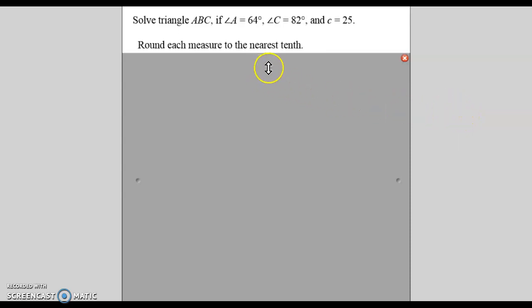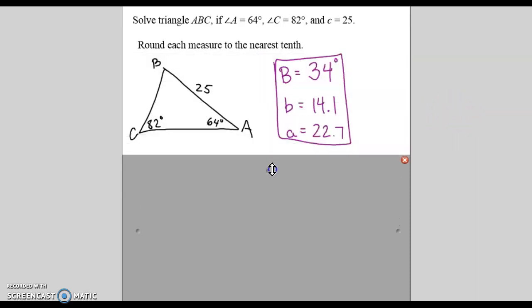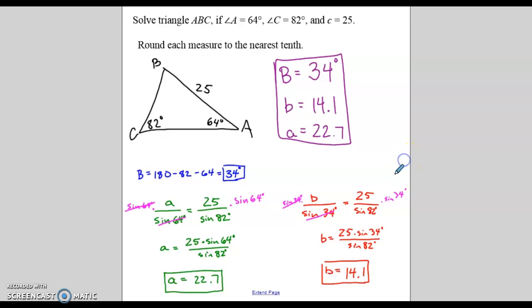Okay, so let's check to see what you got. There's my triangle, and there are the missing parts of the triangle. And here is my work for those missing parts. I started with that angle, then used the law of sines to set that up and find the missing part.